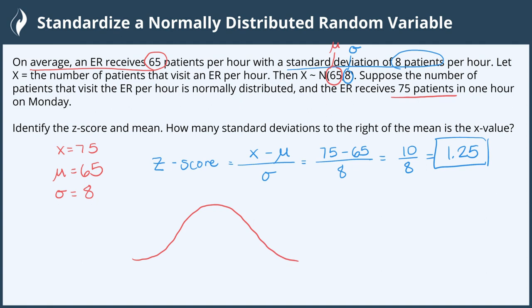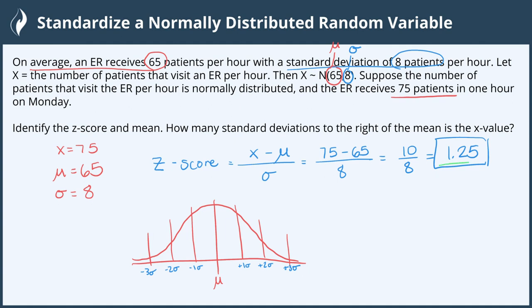Let's draw a quick normal curve here. The middle is our mean, right down the center, mu. And we have 1 standard deviation away, 2 standard deviations away, and 3 standard deviations away. This is 1 standard deviation above, 2 standard deviations above, and 3 standard deviations above. Here's 1 standard deviation below, 2 standard deviations below, and 3 standard deviations below.